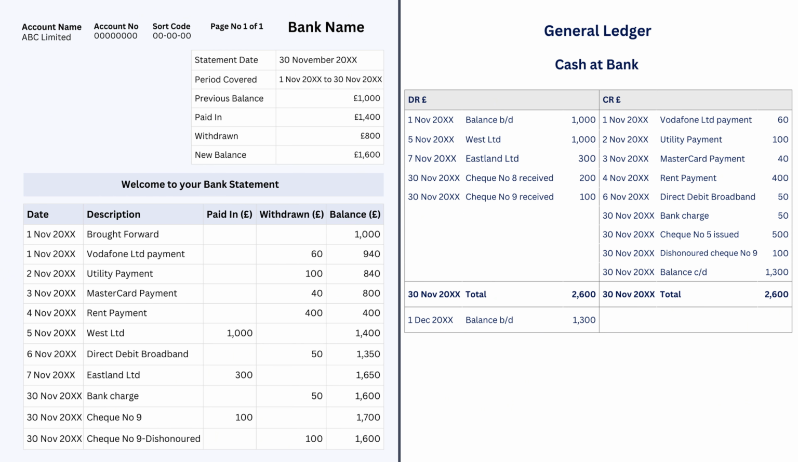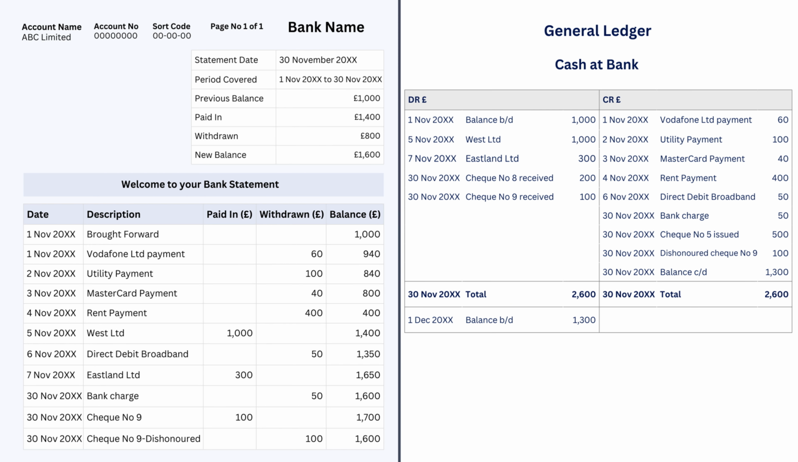Now let's look at a dishonoured cheque, which is treated differently from timing differences. A dishonoured cheque occurs when a customer pays us by cheque. We record it as received, but the bank later rejects the cheque. This can happen due to insufficient funds, a cancelled cheque, or an error on the cheque.